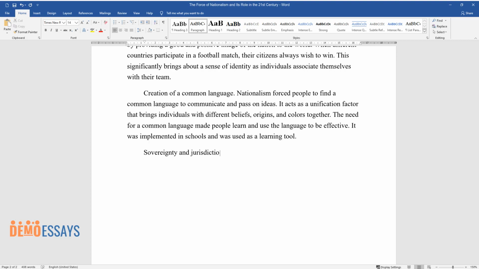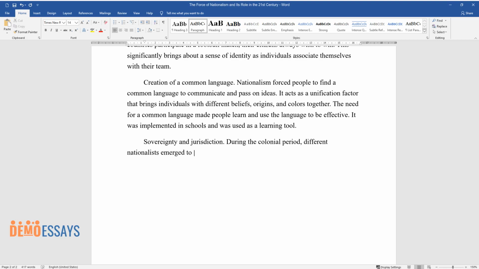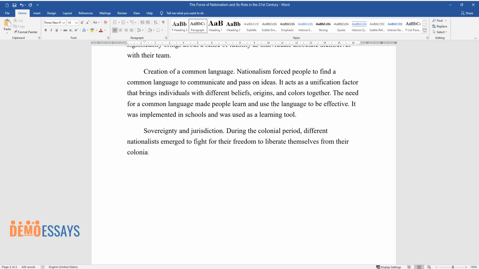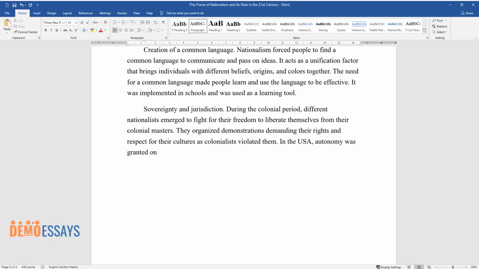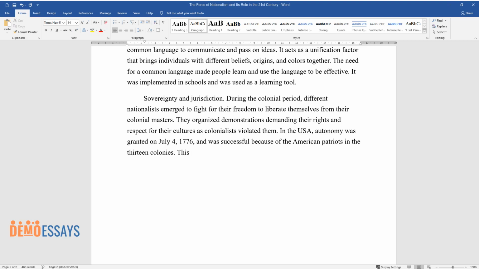Sovereignty and jurisdiction. During the colonial period, different nationalists emerged to fight for their freedom to liberate themselves from their colonial masters. They organized demonstrations demanding their rights and respect for their cultures as colonialists violated them. In the USA, autonomy was granted on July 4, 1776, and was successful because of the American patriots in the 13 colonies.